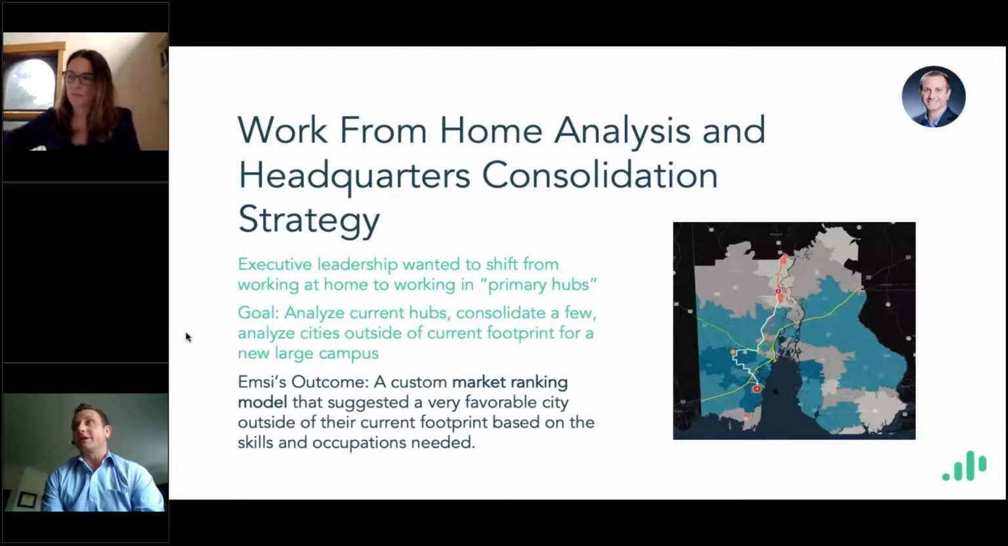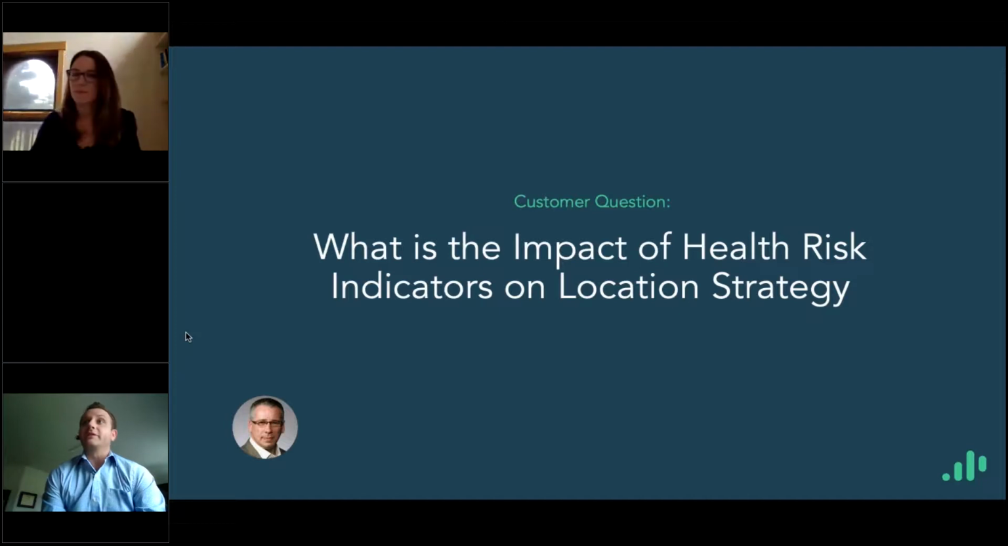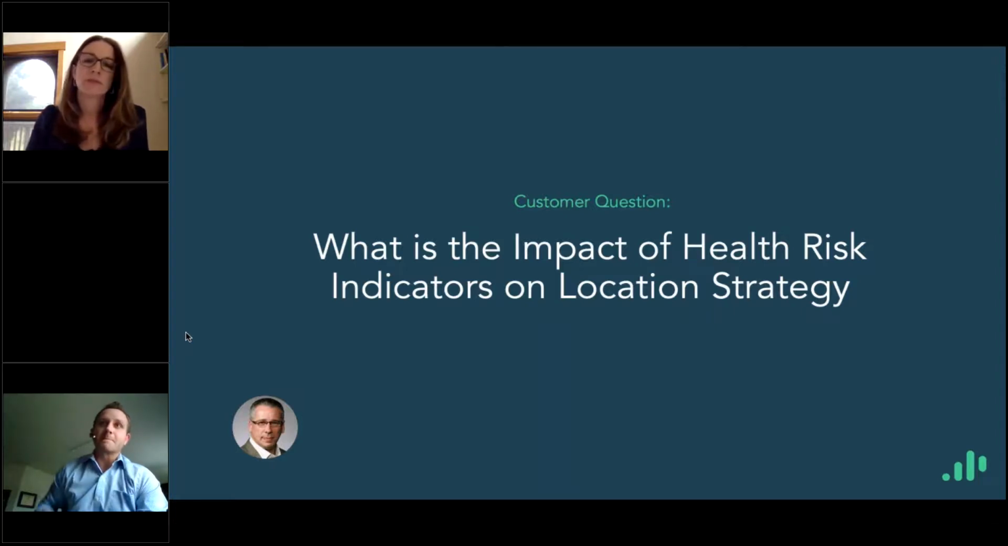So the outcome of that was the organization is currently working to set up a main headquarters in one of the cities that we recommended, that city outside of their footprint, which is really, really exciting. We enjoy being a part of those projects because it helps to bring data to a really big, really expensive decision that is ultimately an investment for many, many years to come. So what I'd like to do is pass the ball back over to Wayne to discuss the future of location economics as it relates to the impact of health risk indicators on location strategy in light of the ongoing COVID-19 pandemic.